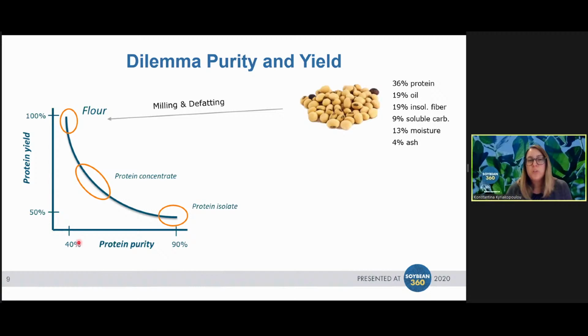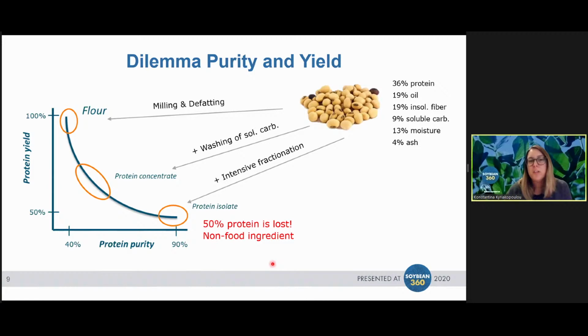If we want to go further into the fractionation process by adding a washing step with an alcohol solution, as the previous presenter said, we create protein concentrates where the protein purity is increased to around 65%, but immediately the protein yield drops. And the more intensive the fractionation steps are, the more we can increase the protein purity, reaching up to 90%. But in this last process, we lose about 50% of the actual protein. And this usually goes to non-food applications, so we cannot recover it.